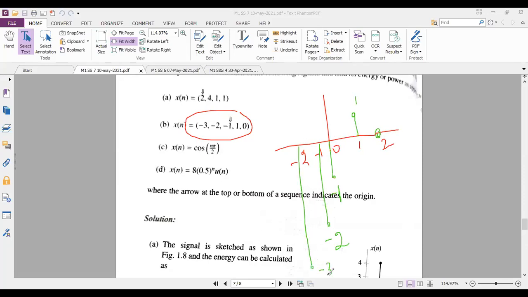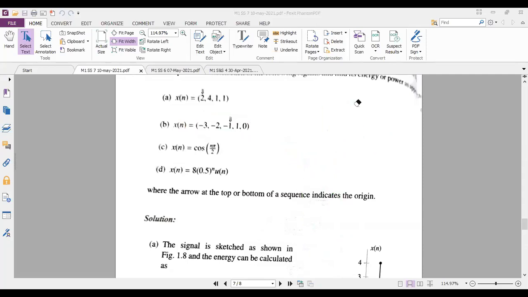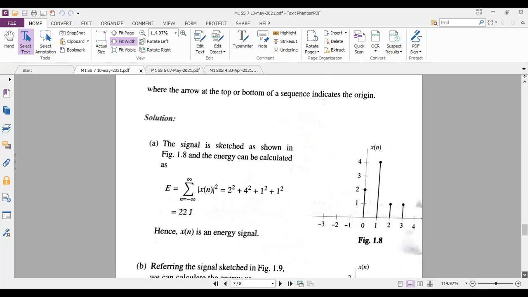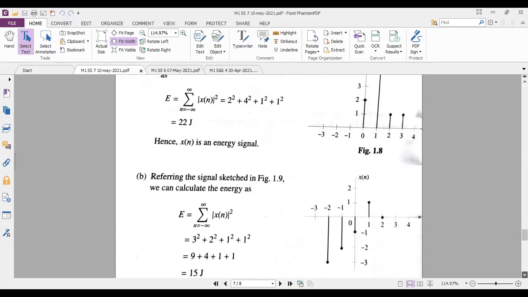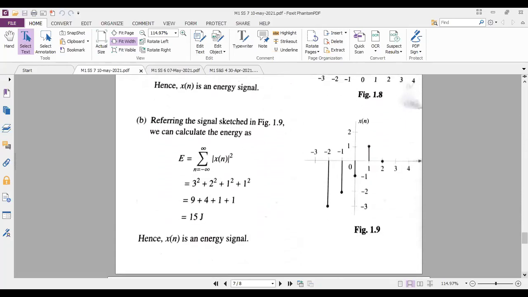I hope you understood the importance of that arrow mark. If you forget to see the arrow mark in the question and proceed, your answer may be wrong. If the arrow mark is not given, as I told you, by default the first sample itself you have to take as 0. I hope you follow it.